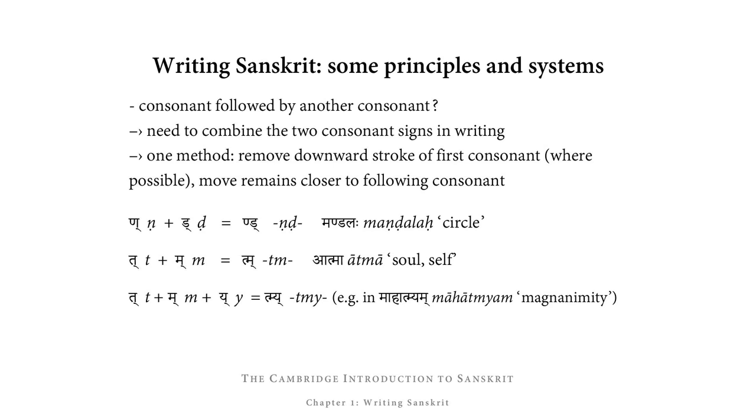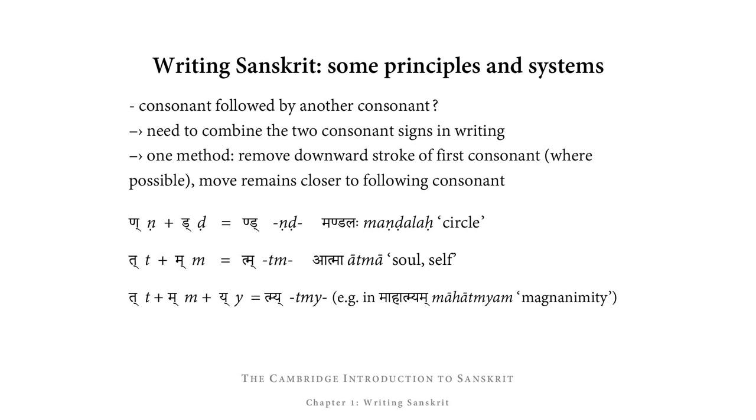If, on the other hand, you have a consonant that is followed not by a vowel, not by nothing, but actually followed directly by another consonant, what you need to do is to combine the two consonant signs in writing. Because remember, if you give just the consonant sign in itself, that is assumed to be the consonant plus the vowel short a. So if you need to write two consonants right next to each other and therefore need to combine the two consonant signs in writing, one very frequent way of doing that is to remove the downward stroke of the first consonant and then to move the remains of the consonant closer to the next consonant.